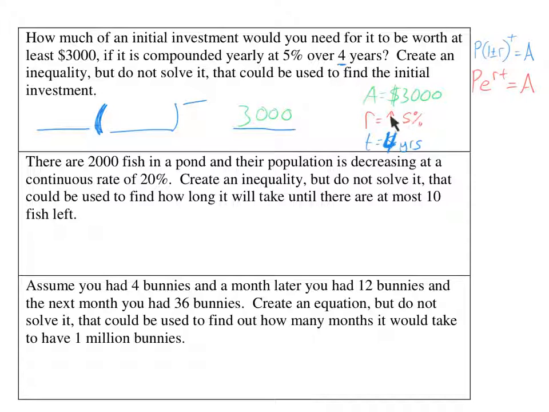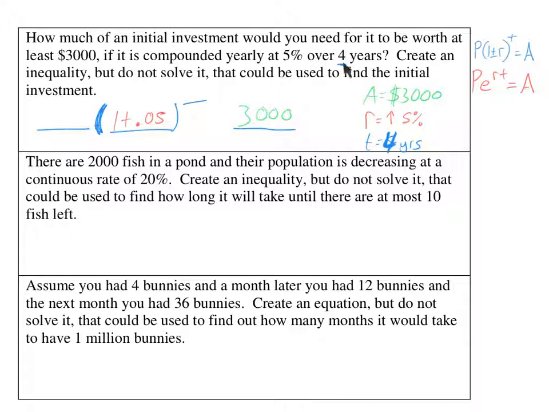Okay, my rate, it's upward of 5%. So my rate goes right here. And if we're going up, aren't we going to add the rate? So my rate is going to be 1 plus 5%. Now be careful. 5% is 0.05. 5% is like 5 cents. So it's 1 plus 0.05, which will end up being 1.05.